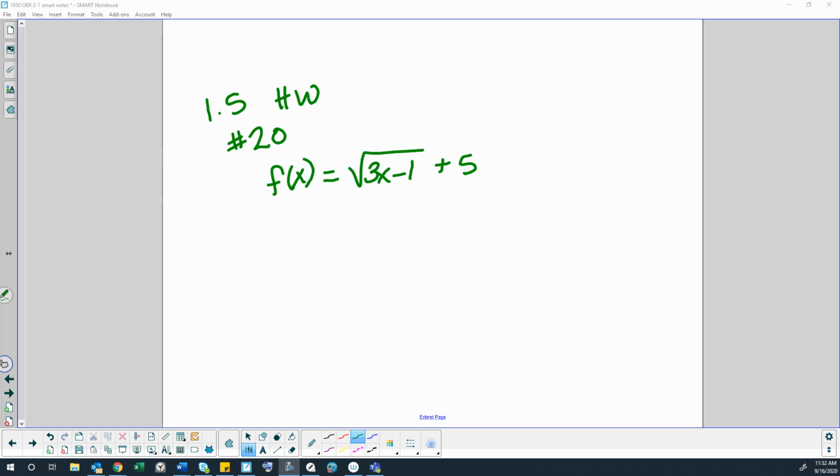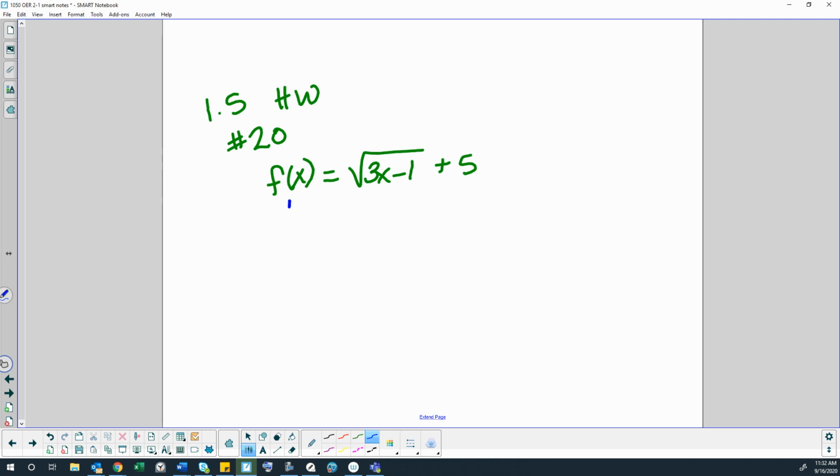We're going over question 20 on section 1.5, which says, show that it's a one-to-one function and find its inverse. Check your answer algebraically and graphically. Verify that the range of f is the domain of f inverse and vice versa. Okay, so I'm just going to go ahead and find the inverse.